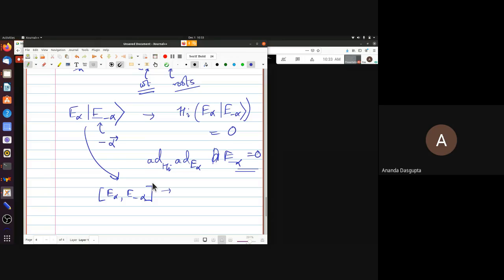Now, what we are saying is this is specific. Say, if you have any specific E alpha and you take its commutator with E minus alpha, you get another operator, and this operator has to commute with all the HIs. So this must be an element.